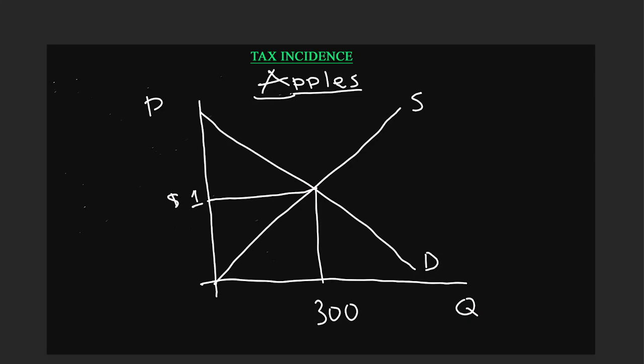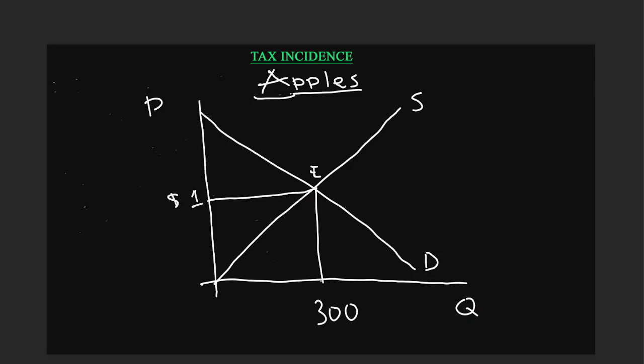In this video, we are going to look at what we call tax incidence, or who pays what proportion of a tax when a tax is imposed. So let's look at a fictional market here. Let's assume that this is a market for apples, in our fictional town or village. In this market, the equilibrium price for apples is $1, and at this price, 300 units of apples are sold.